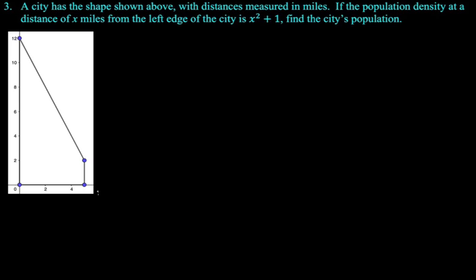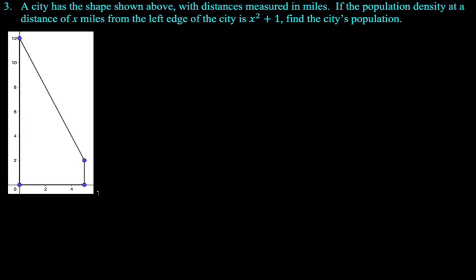All right, let's take a look at the next one. A city has the shape shown. It should be above, but I thought it was a waste of space, so I moved it below. With distances measured in miles, if the population density at a distance of x miles from the left edge of the city is x squared plus 1, find the city's population. Also, the population is probably measured in people. I realized as I was doing the problem that I hadn't stipulated that. It's best if you interpret it as thousands of people or hundreds of people, but whatever. We're just going to say that it's people per square mile, I guess.